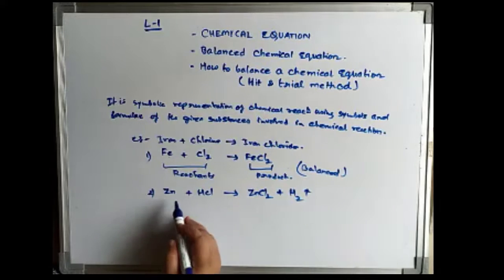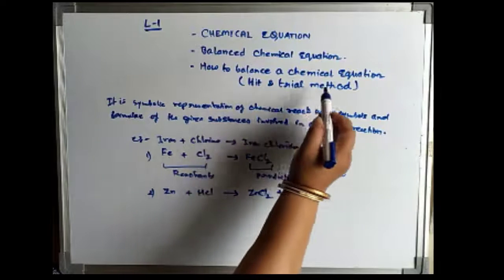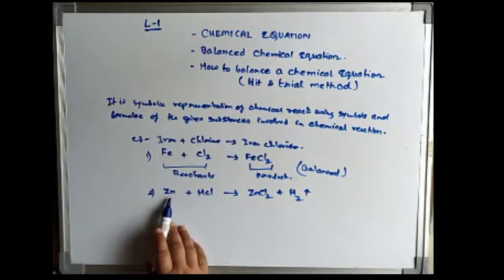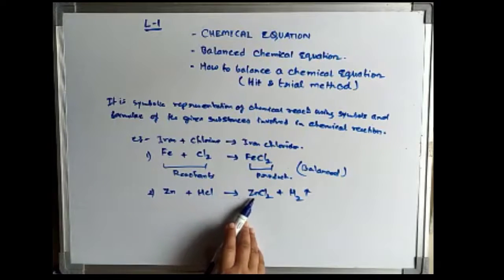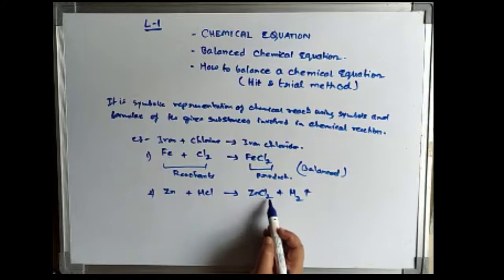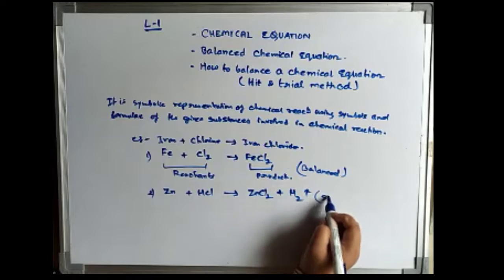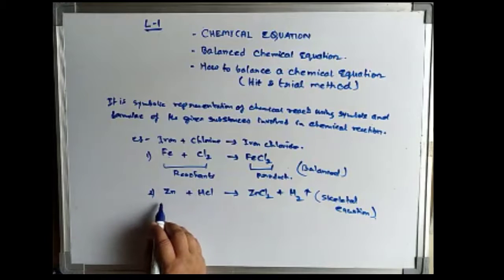This method of balancing the chemical equation is being done with the help of the hit and trial method. Now what is this hit and trial method? This is known as hit and trial. When you find that the equation is not balanced, you see here on the reactant side the chlorine is 1 atom, but in the product side chlorine is 2 atoms. That means this reaction is not balanced. This type of reaction is also known as what? Skeletal equation.